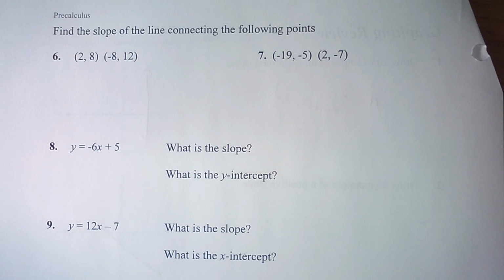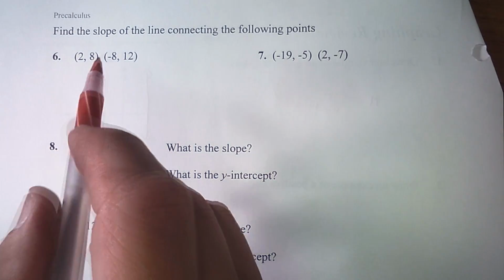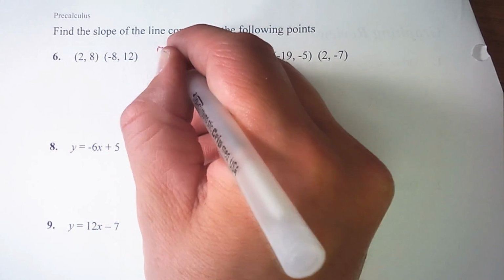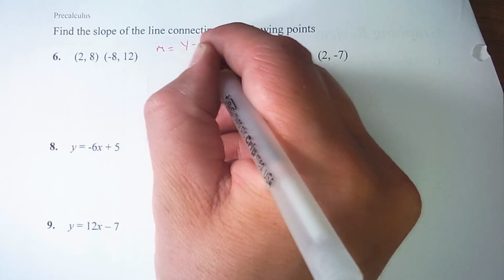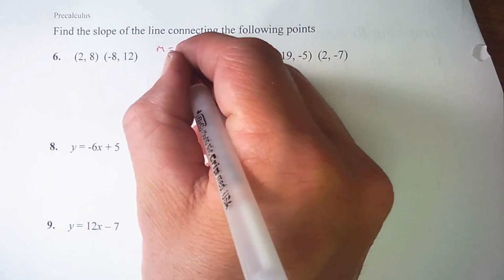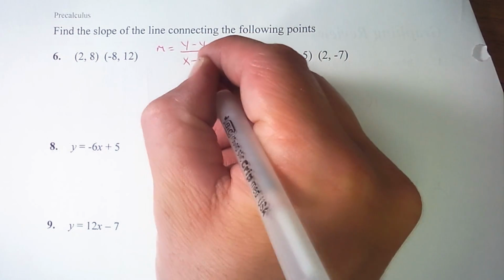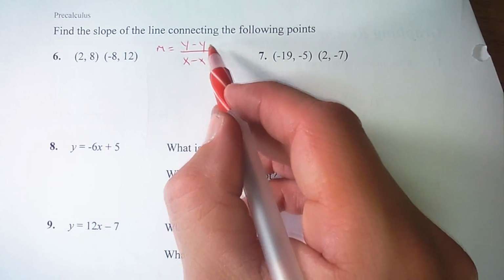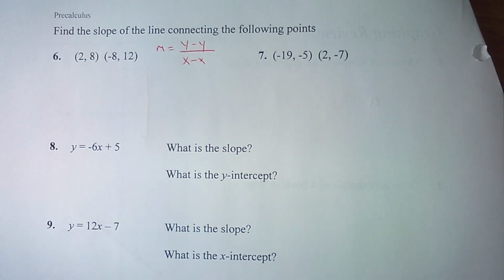All right, we are back with page 2 of our graphing review. We're going to find the slope of the line that connects points here. So slope is rise over run, and rise is the difference in y's, y minus y. The run is the difference in x's, x minus x. Sometimes it'll say y2 minus y1 or y1 minus y2, and then the same for the x's.